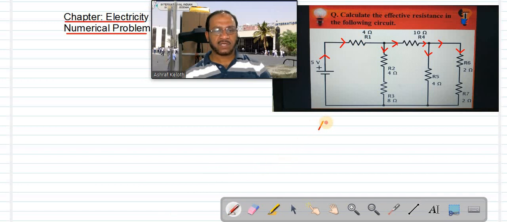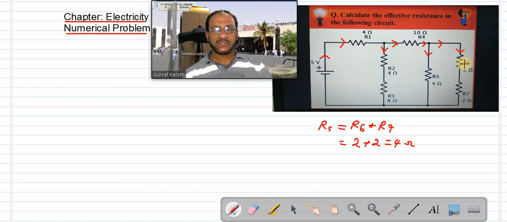So the equivalent resistance of series combination, I may use the symbol RS, S for series. This is the equivalent resistance of the two resistances. That will be equal to R6 plus R7. These two R6 and R7 are in series, and both of them are 2 ohm, 2 ohm. So the total resistance will be 2 plus 2. 2 plus 2 means total is 4 ohm.